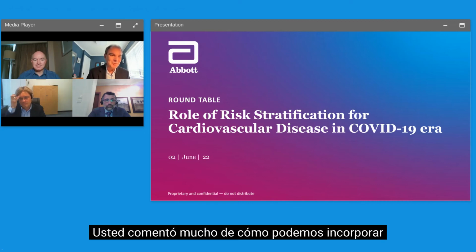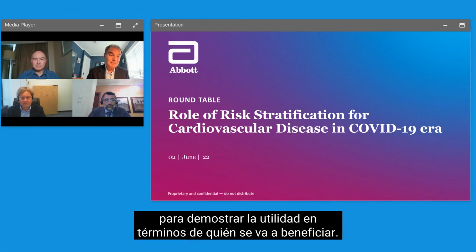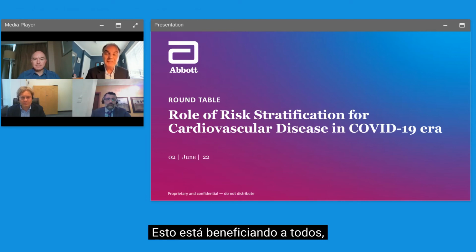Nord, about how we can incorporate a clinical trial in your organization, maybe with a crossover design or something, because that's what we need. We need more randomized evidence to demonstrate the utility. In terms of who is going to benefit, this is benefiting everybody.